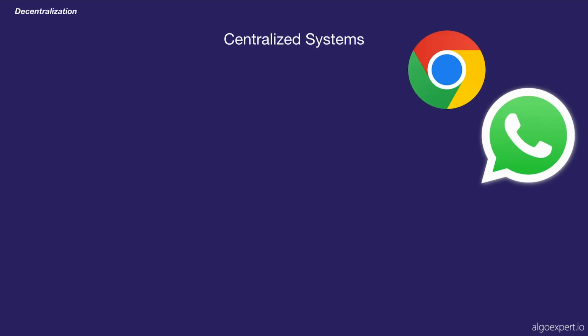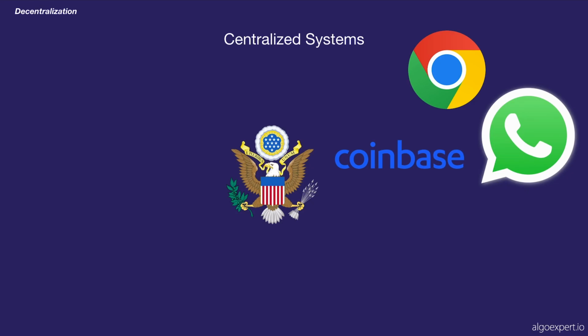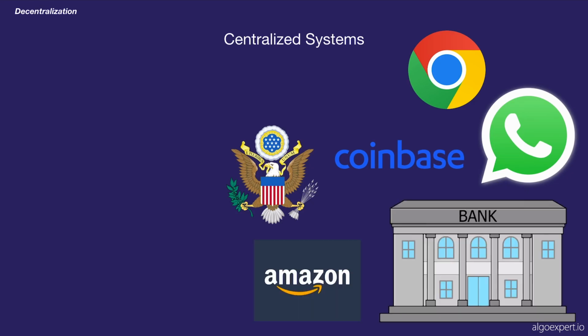In this video, I'll be going over centralized versus decentralized systems and talking about the importance of decentralization in a blockchain system. So let's begin here by talking about what centralized systems are. Just to go through a few examples, things like Google, WhatsApp, Coinbase, the US government, Amazon, central banks or local banks, all of these would be considered centralized systems.